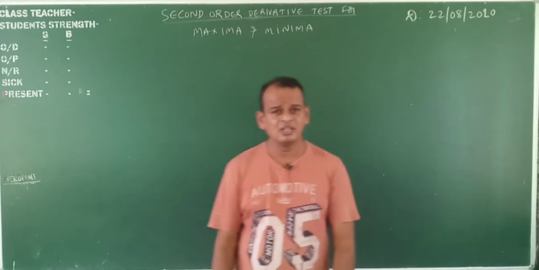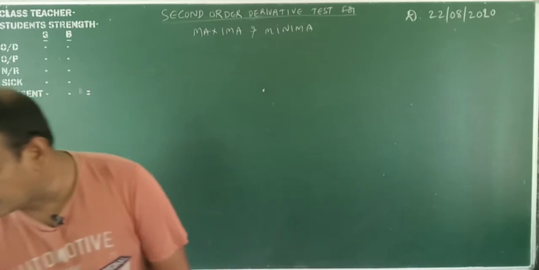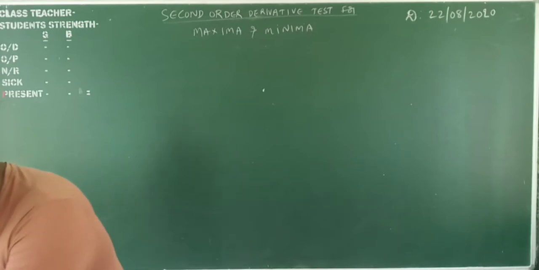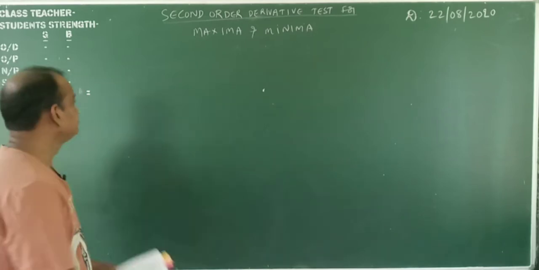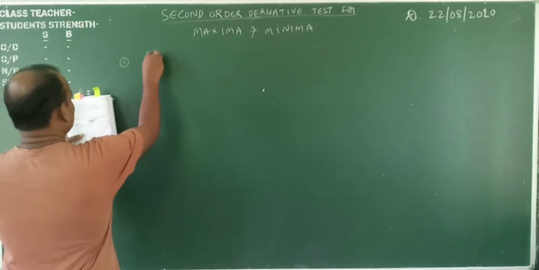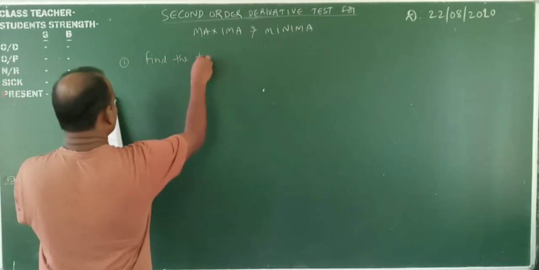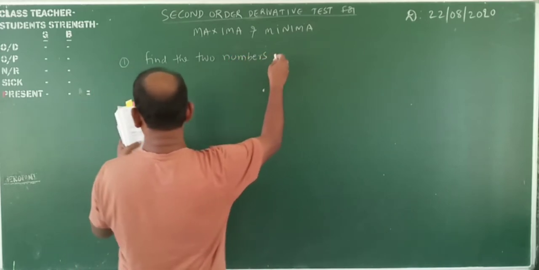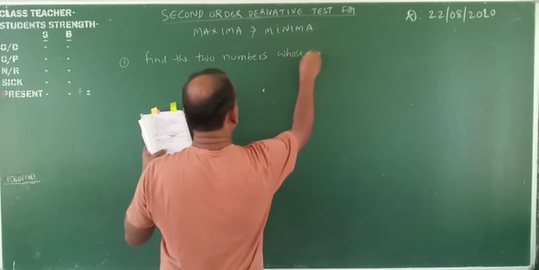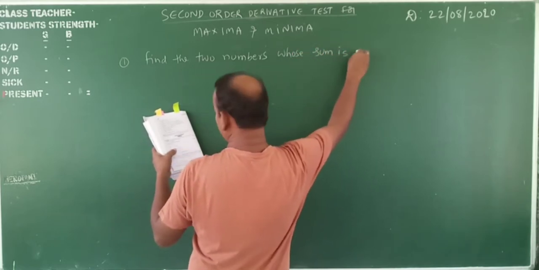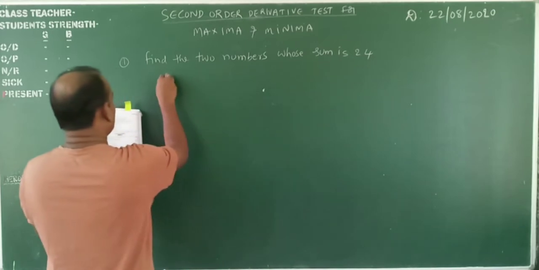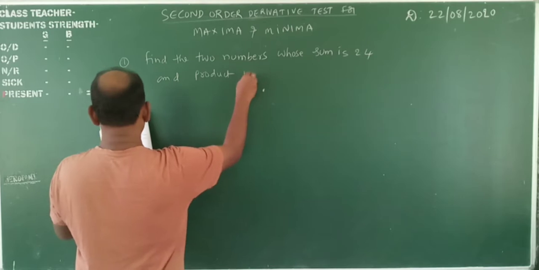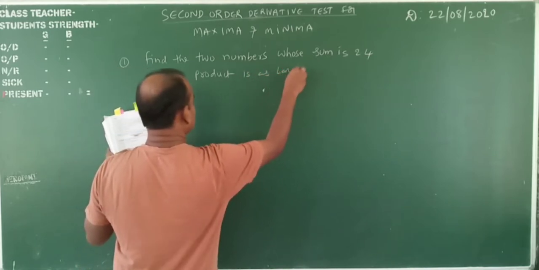Okay, my dear students, now we are going to one problem. First question: find the two numbers whose sum is 24 and product is as large as possible.